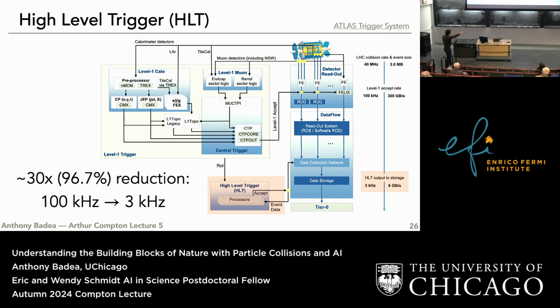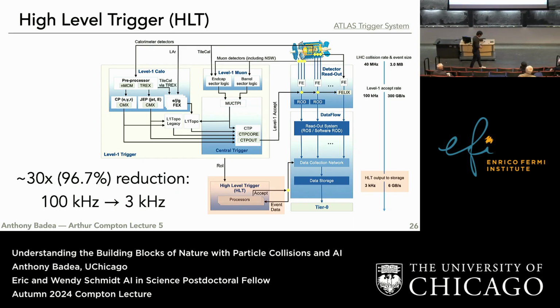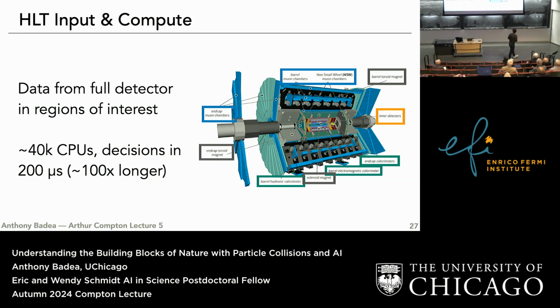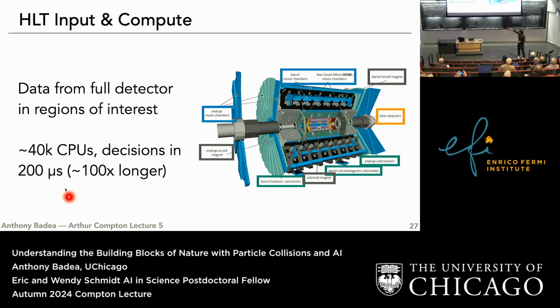And that second stage is called the high-level trigger, and it's this down here. And from that, you take in this 100 kilohertz, and you do another basically 97% reduction. And you go from 100,000 per second down to 3,000 per second. And so between those, you've thrown away 99.75% of the data. But now at this level of decision making, you have more time. So you actually have 200 microseconds, so 100 times longer to make decisions.